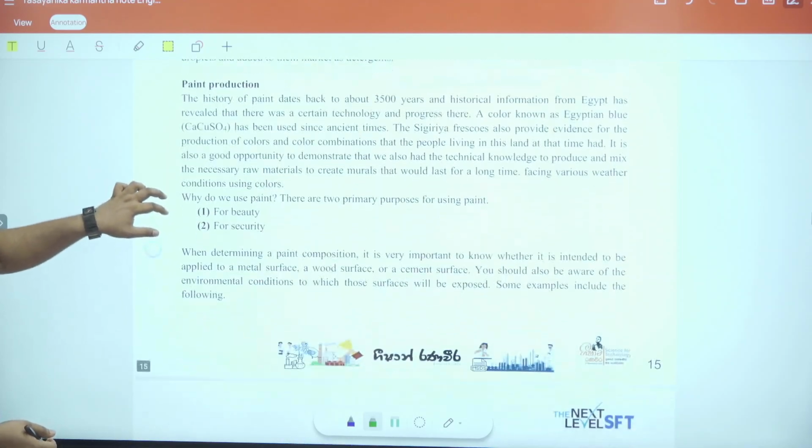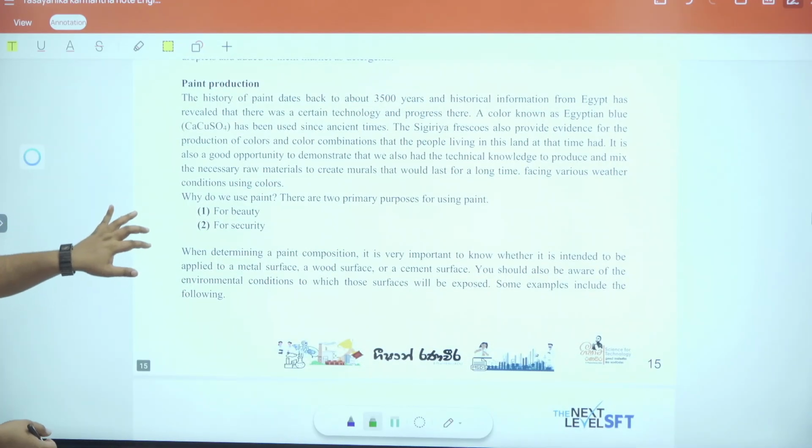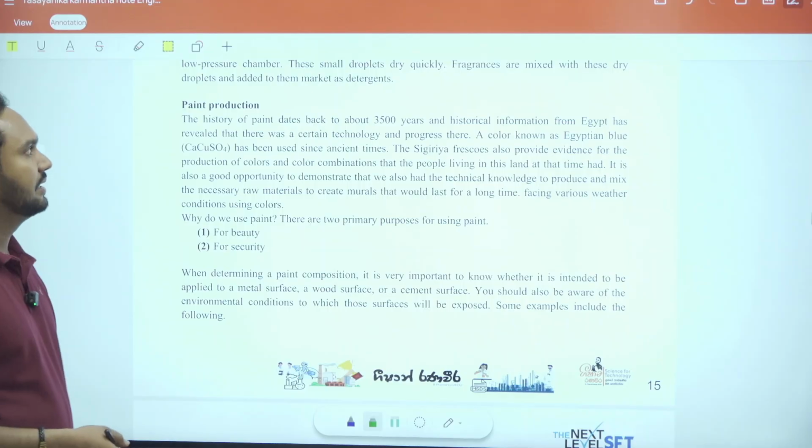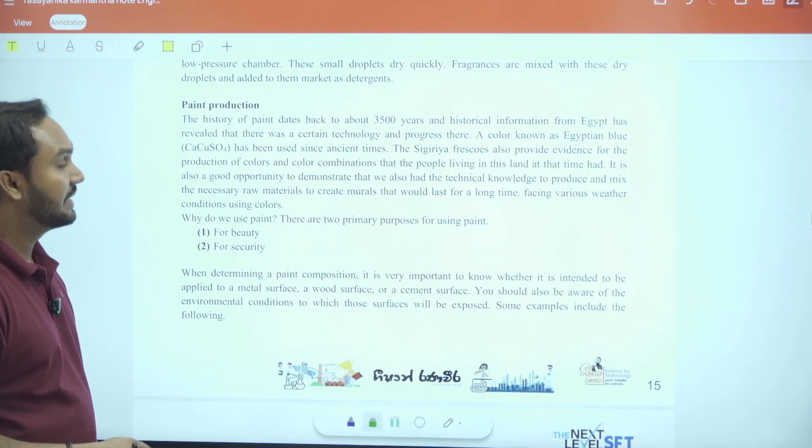Then this one, paint production, is important. Right. The history of paint dates back about 3,500 years.